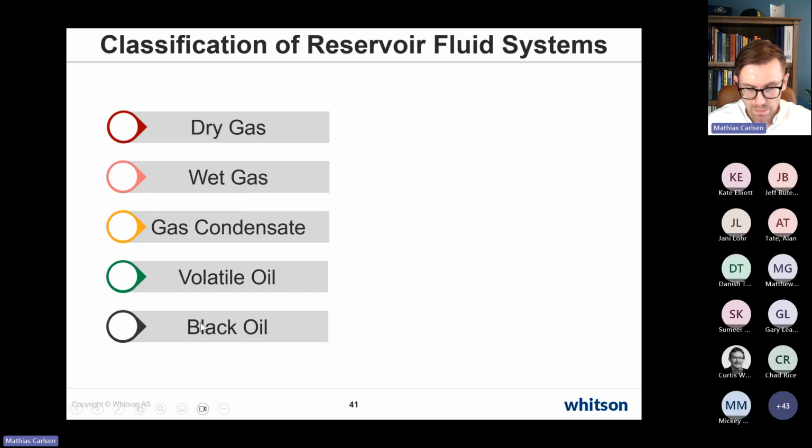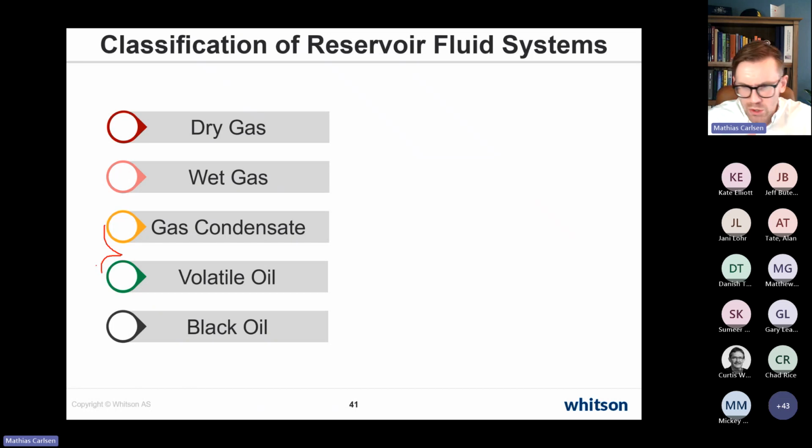Then we have volatile oils and black oils. In between these two, there is something that typically is called near critical fluids. Okay, and we'll talk about that. What is the critical point? What kind of defines it? What makes it unique?